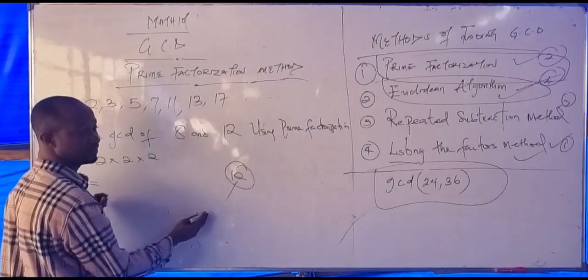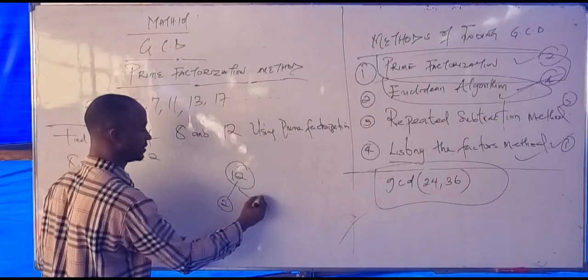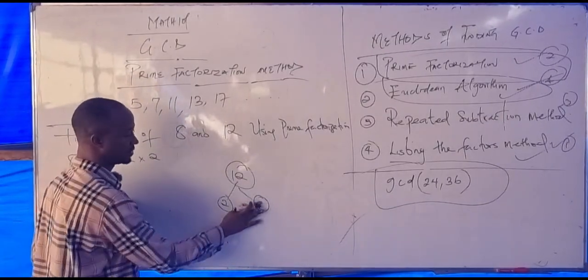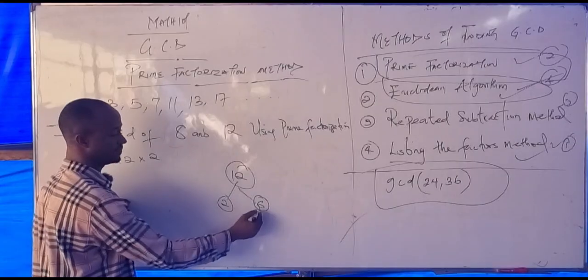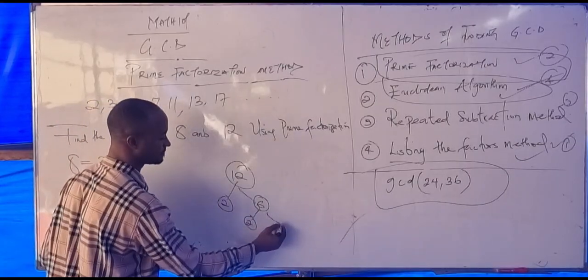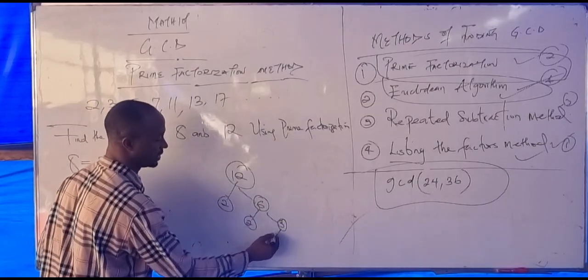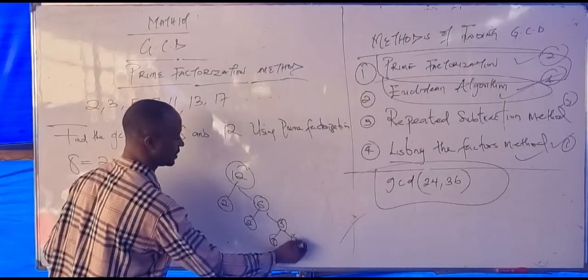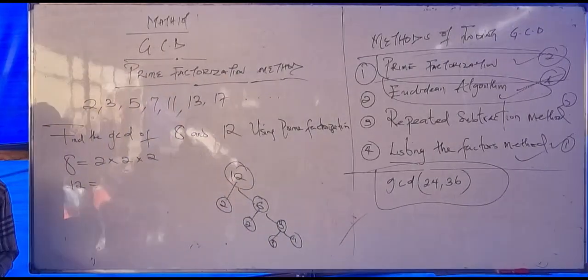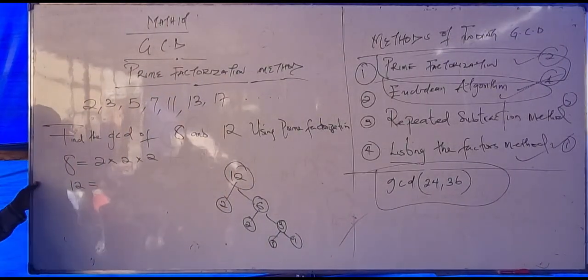What can go in 12 here? 2, Abi? What do you have here? 6, sorry. What can go in 6 here? 2. What do you have here? 3. What can go again? 3. What do you have here? So how many prime factors can we generate from 12?